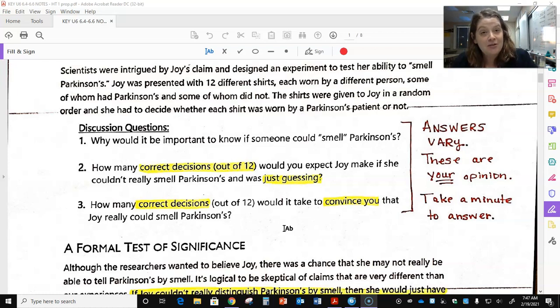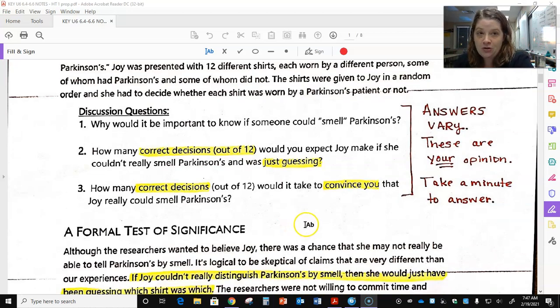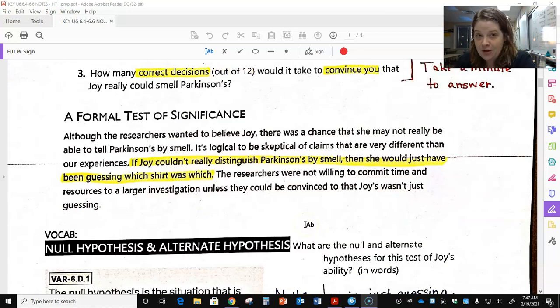In the video, it talks about how she actually guessed 11 correctly. The one that she got wrong was a person that she thought had Parkinson's disease, and the doctor said, no, this person doesn't have Parkinson's disease. Come to find out, that person actually went on later to be diagnosed with Parkinson's disease. So she was actually able to sniff it out before there were any other symptoms available. We're going to use this as the backdrop for our hypothesis testing and for this vocabulary.